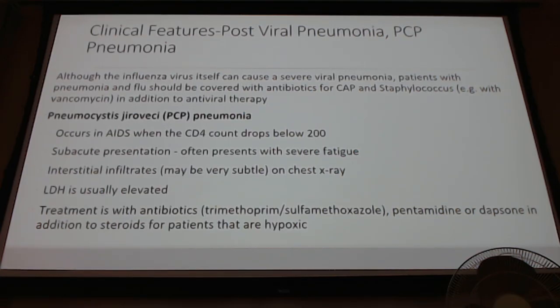And then there's also PJP pneumonia, which is associated with our AIDS patients, usually with a really low CD4 count below 200. However, strep pneumo is still the most common, but you might see these subacute presentations. Chest X-rays are very subtle. You just see interstitial infiltrates like you would see with a virus, or with some of those atypical pneumonias. These patients may have an elevated LDH, and we treat them with slightly different antibiotics if we think it's PJP pneumonia.